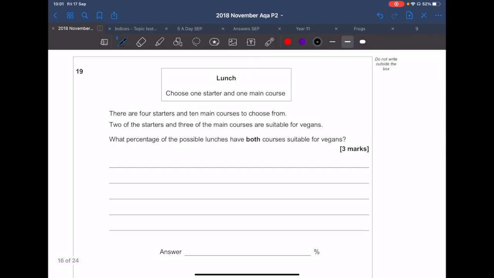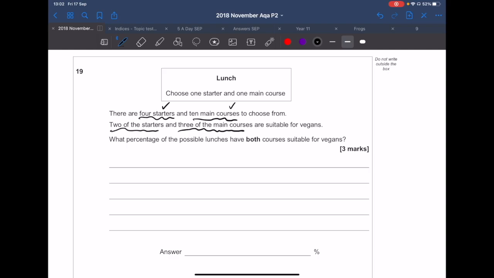So lunch chose 1 starter and 1 main course. There are 4 starters and 10 main courses to choose from. 2 of the starters and 3 of the main courses are suitable for vegans. What percentage of the possible lunches have both courses suitable for vegans? For this, you've got there are 4 starters and 10 main courses to choose from. 2 of the starters and 3 of the main courses are suitable for vegans for us. What percentage of the possible lunches have both courses suitable for vegans?